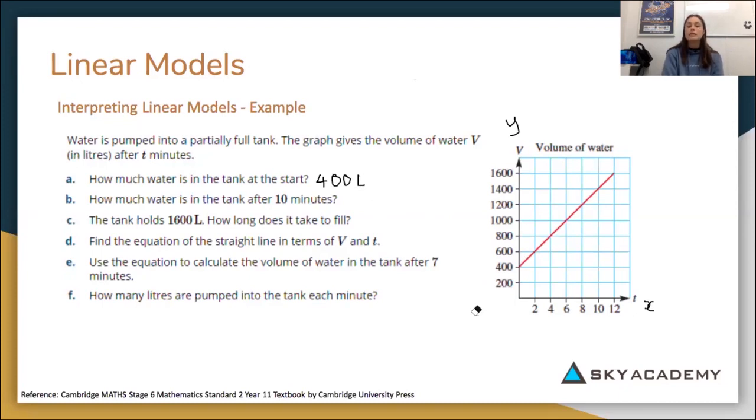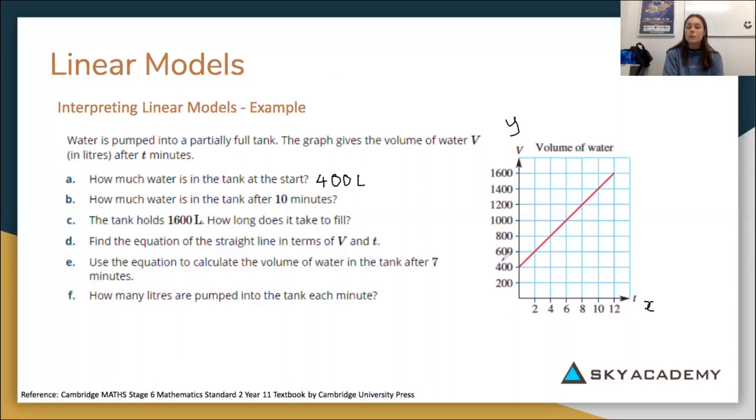If the line started here at 0, then we wouldn't have a y-intercept because it would just be 0, 0. So although the linear model looks different, the same principles apply, that wherever it crosses the y-axis, that would be the y-intercept.